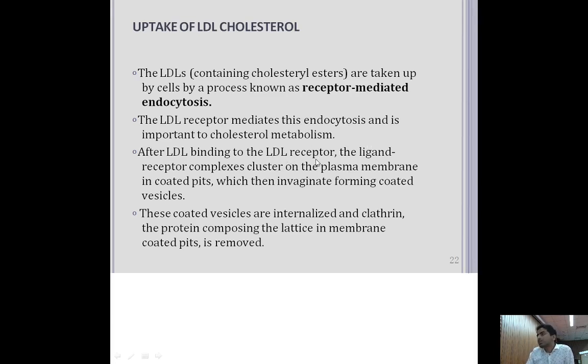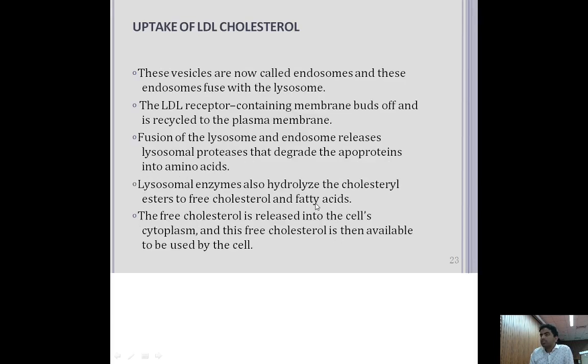After LDL binds to the LDL receptor, the ligand-receptor complex (the ligand is LDL and the receptor is the LDL receptor) clusters in the plasma membrane in a coated pit, which then invaginates, forming coated vesicles. So basically this will get endocytosed. These coated vesicles are internalized, and clathrin, the protein composing the lattice of the coated pit membrane, is removed. We'll see this in the next slide.